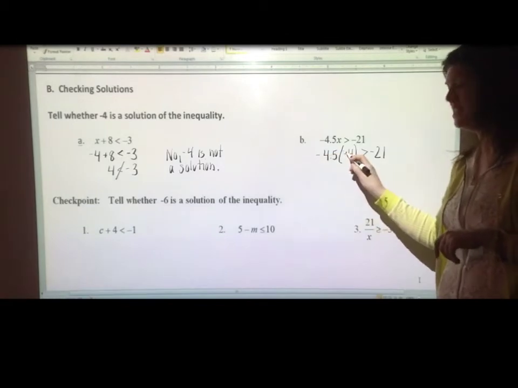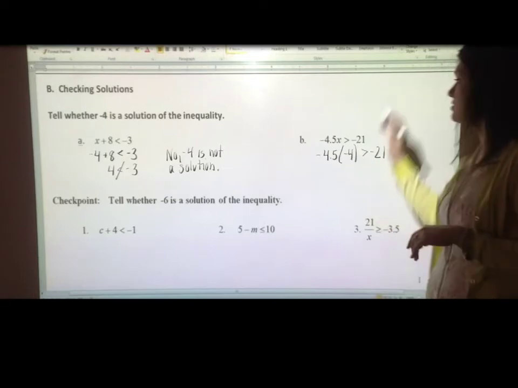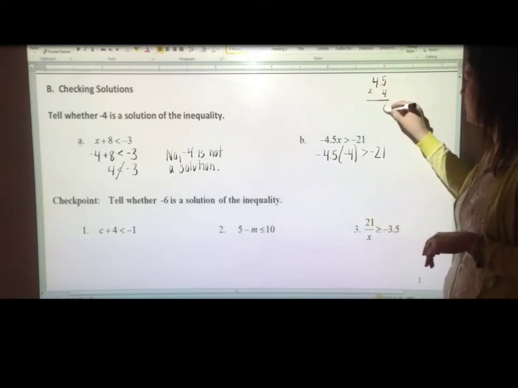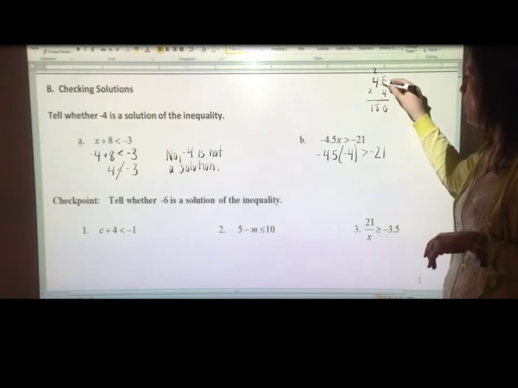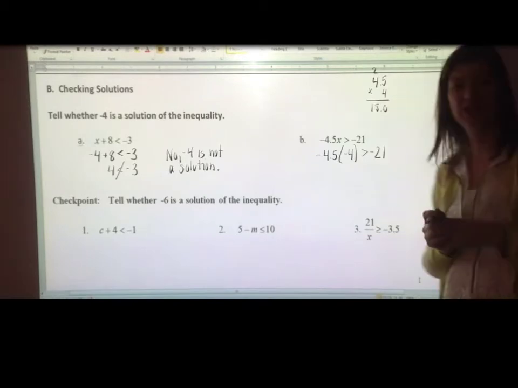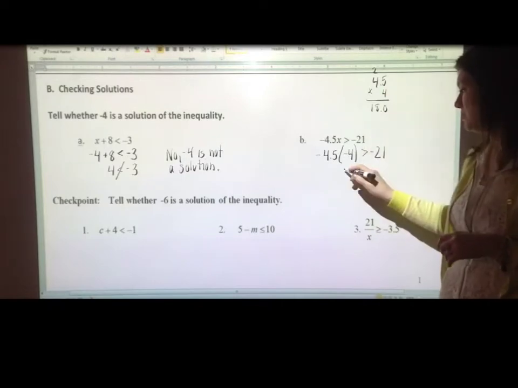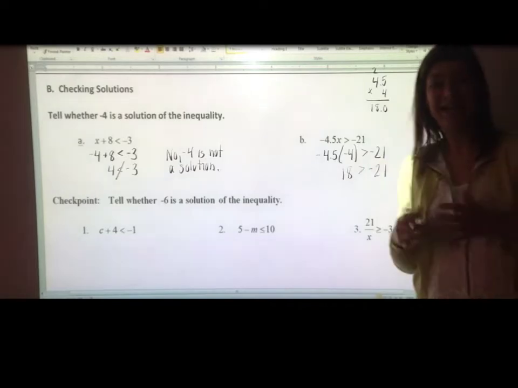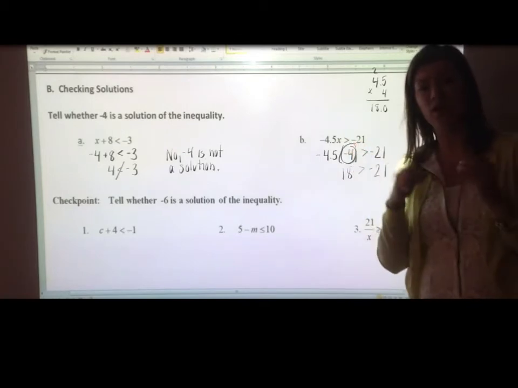So I have a negative times a negative, which is going to give me a positive, but I have 4½ times 4. Some of you might just be doing your side multiplication. 5 times 4 is 20, 4 times 4 is 16, plus 2 more is 18. One digit after the decimal, one digit after the decimal. So -4½ times -4 turns out to be positive 18, because a negative times a negative is positive. Positive 18 is greater than -21.